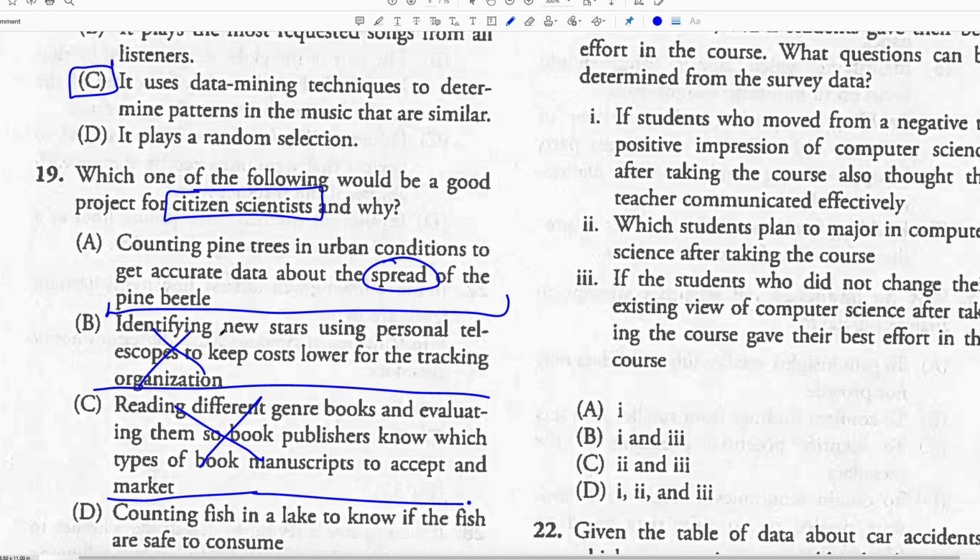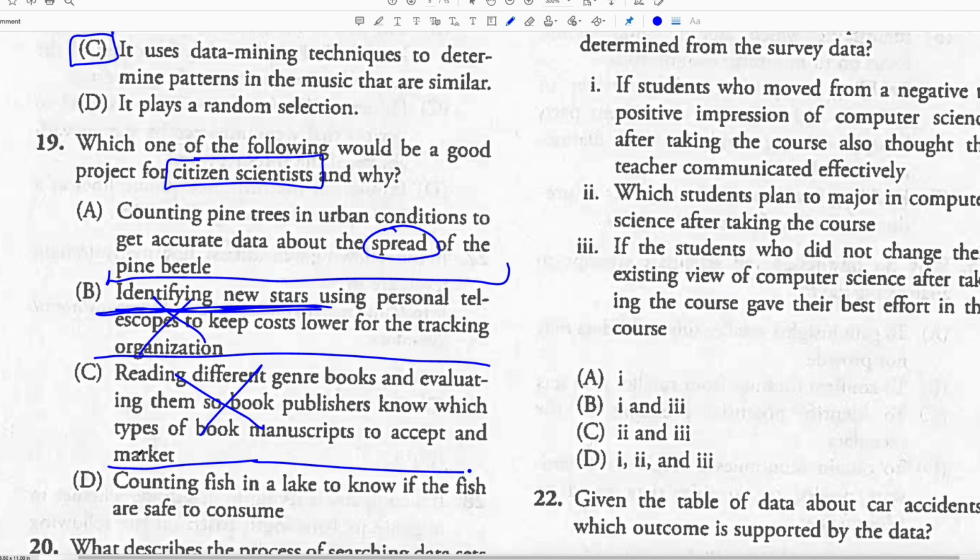And just one other thing here, identifying new stars would need to be people who are super, super highly trained. And citizen scientists, although it might be for a science experiment, that might be harder to do because people might not have that know-how. Okay, D, counting fish in a lake to know if the fish are safe to consume. So this is super niche, and when you think of citizen scientists, we think about them being spread out around the state or the country. And so to have everybody come together, that's not the point of citizen science. So it's not this one.